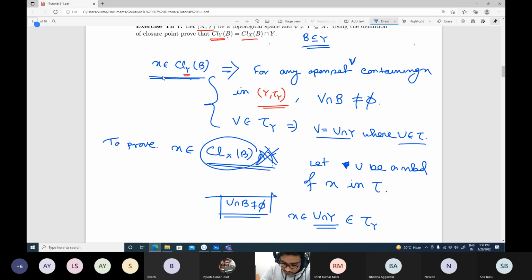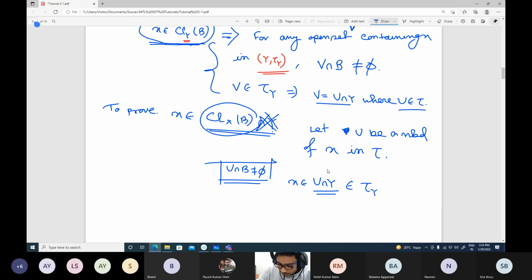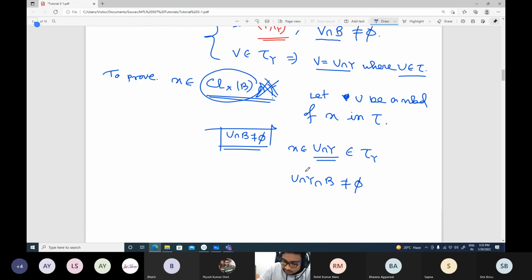Since x belongs to the closure of Y in B, for any open set V containing x, we have V intersection B is non-empty. Therefore, U intersection Y intersection B is non-empty. That means U intersection B is non-empty, right? Because this one is contained in this one. And so we are done. Means x belongs to Cl_X B.